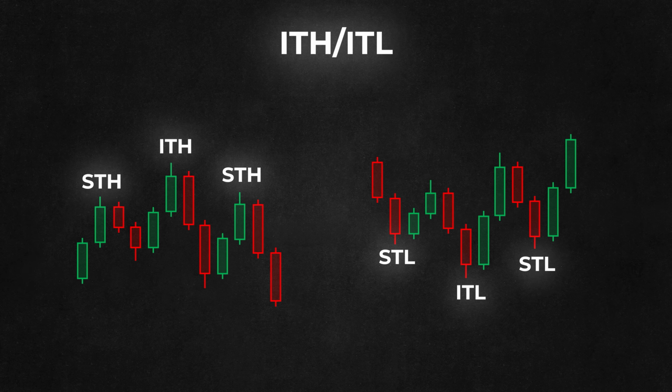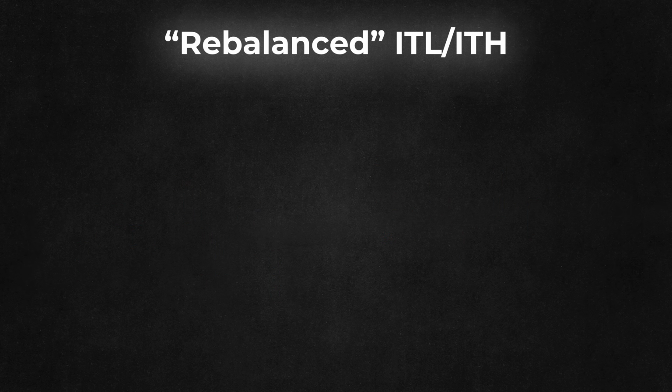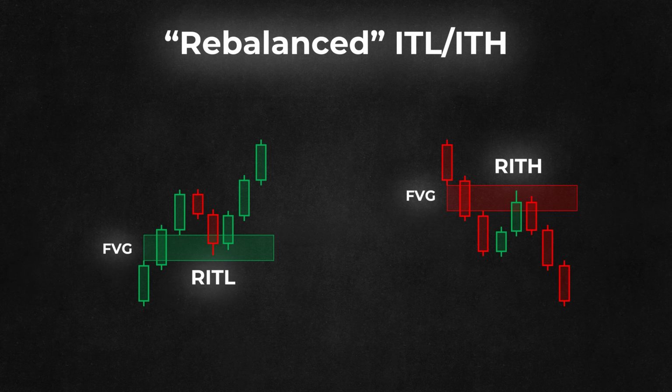So an intermediate term high happens when there is a lower short-term high to the right and to the left of it. An intermediate term low happens when there is a higher short-term low to the right and to the left of it. There's also what ICT traders call a rebalanced intermediate term high or low, which is a high or low that forms from a fair value gap. Don't worry if you don't understand what a fair value gap is. We're going to talk about it in a moment.